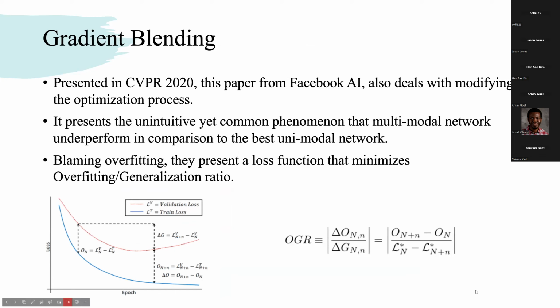So they introduced this OGR ratio, the overfitting over generalization ratio, and they use this instead of the loss function. Basically, they minimized this function. They defined overfitting as the difference between the validation loss and the training loss at different epochs, and generalization as the change in the validation loss with epochs.